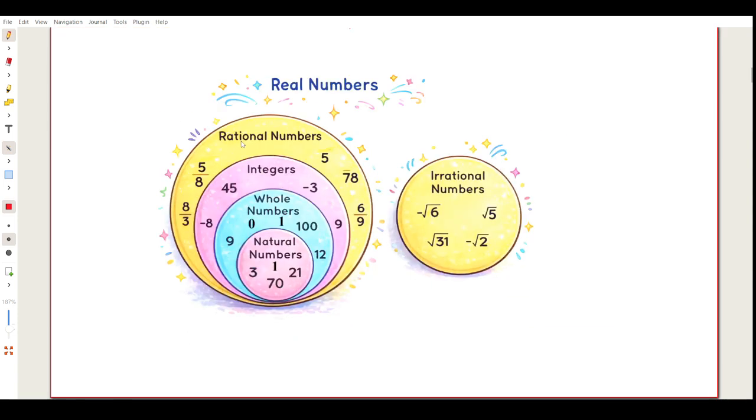Now under the real numbers, we will be having natural numbers, starting with 1, 2, 3. If you include 0, it becomes whole numbers. If you include negative numbers, it becomes integers. And if the number can be written in the form p by q, that is a rational number. If the number cannot be written in the form p by q, that comes under irrational numbers.